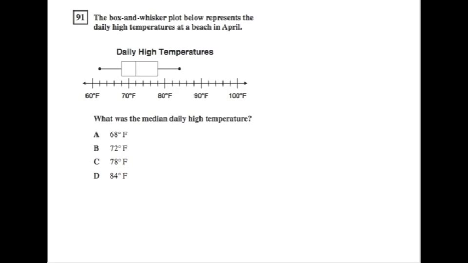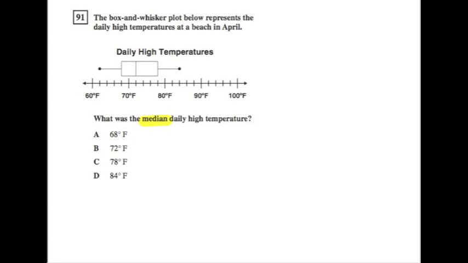All right, let's go ahead and do 91. 91 says the box and whisker plot below represents the daily high temperature at the beach in April. So here's this, as you can see, it's a box and whisker plot. The question is asking us, what is the median daily high temperature? So remember in class we went over that median kind of sounds like medium, and that medium is the middle size of small, medium, large. So medium means the middle.